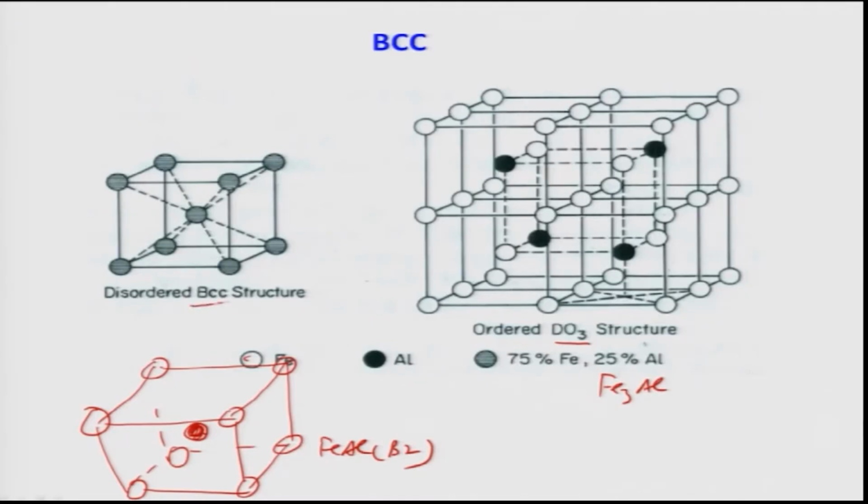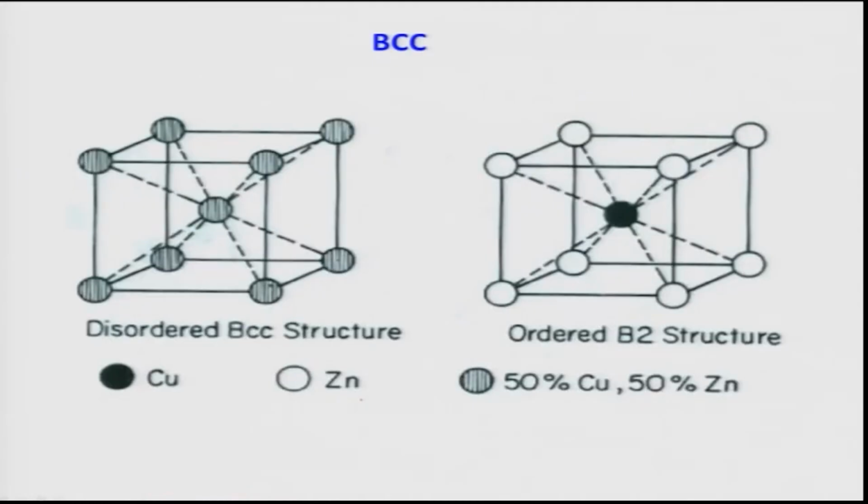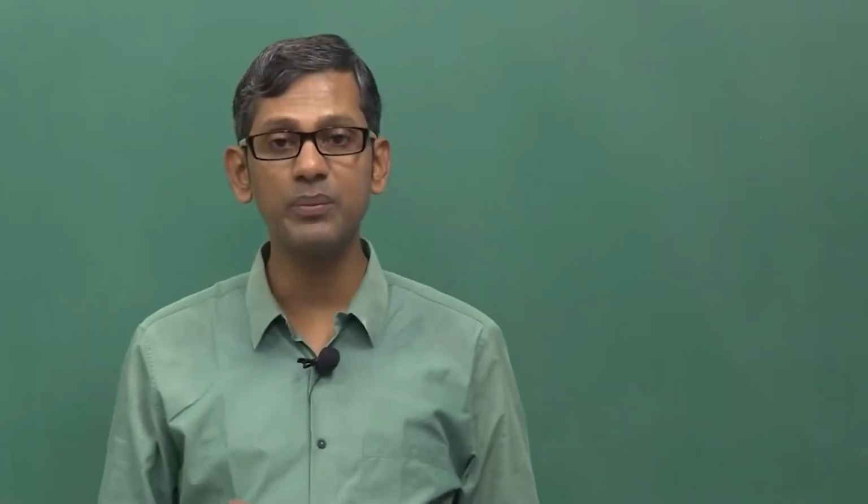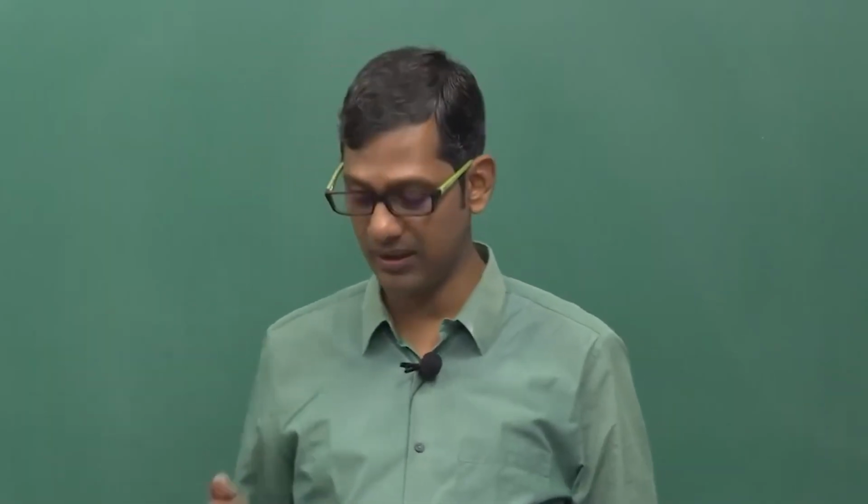So, BCC to B2 is another order transformation which happens in a BCC crystal structure. A similar thing can also happen, as shown again. Okay, let me tell you that in the copper zinc system such a transformation also happens. The disordered BCC structure goes to the ordered B2 structure. In copper zinc, you see in the BCC unit cell each and every position is average, but in the ordered B2 structure the corner atoms are occupied by zinc atoms and the central atoms are occupied by copper. So, that means there is a segregation of the atoms to specific positions of the unit cell.